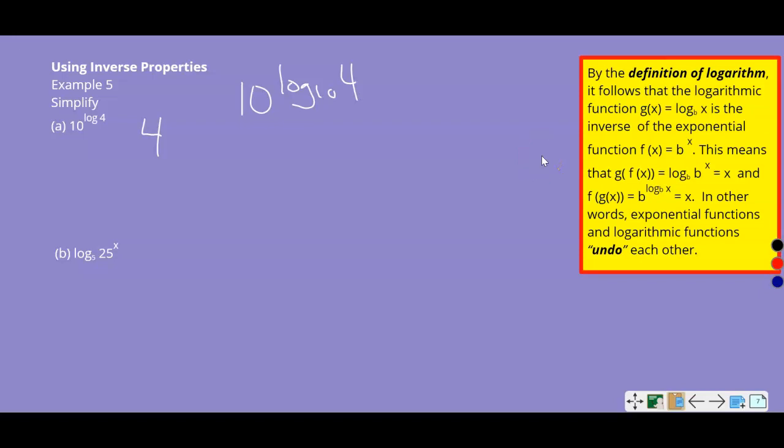B part says log base 5 of 25 raised to the x power. All right, so 5 and 25 are not the same number, but you can rewrite this as log base 5 of 5 squared. 5 squared is 25. X is already here. So now the log base 5 of 5 cancel, and this one would be 2x.